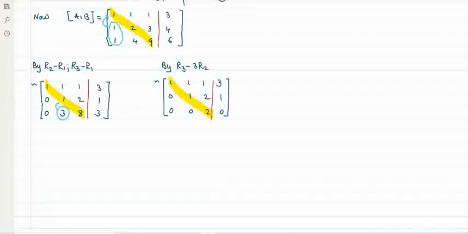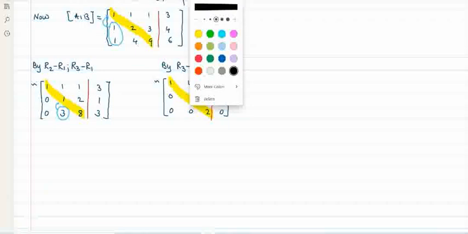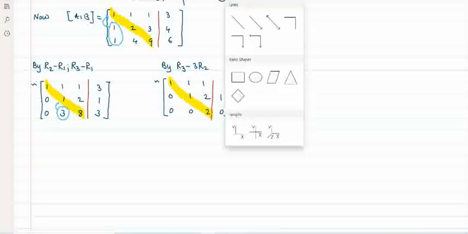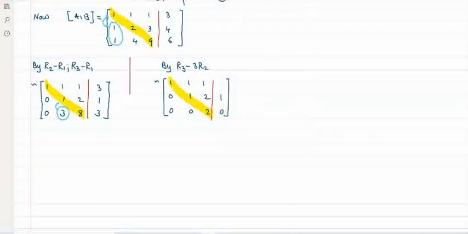Now, what is the rank of AB? Allow the whole matrix. What is the rank of AB? 3. Okay. And if you skip the last column, you will get A. What is the rank of A? 3. Rank of A and rank of AB both are equal here. Therefore, the given system is consistent.